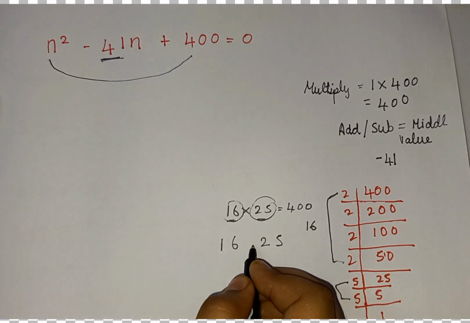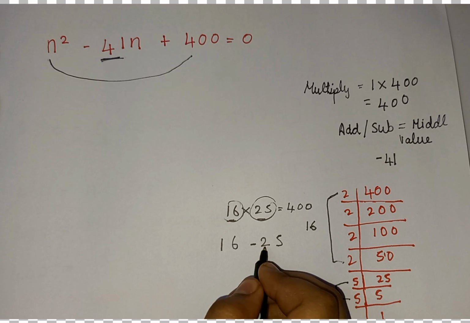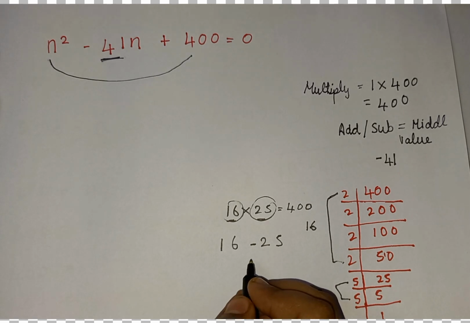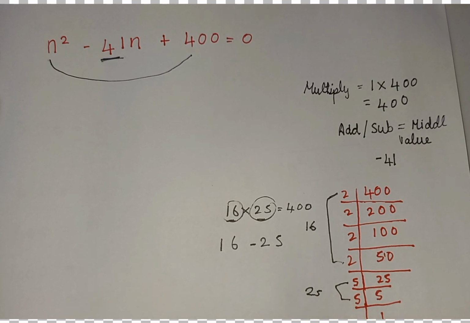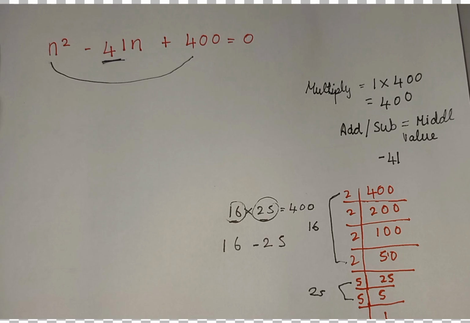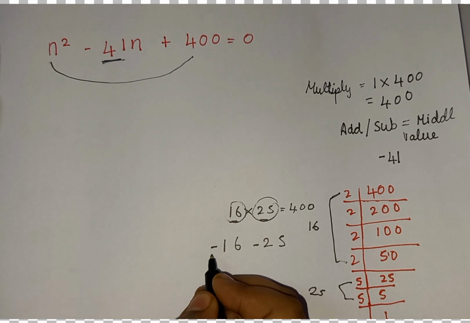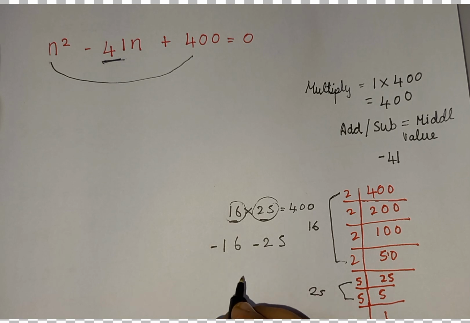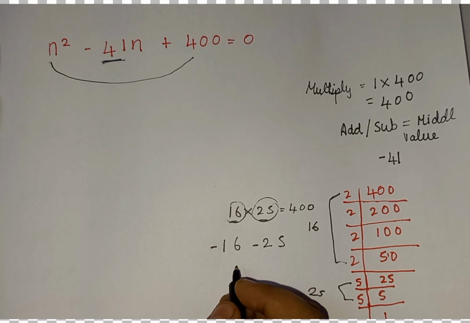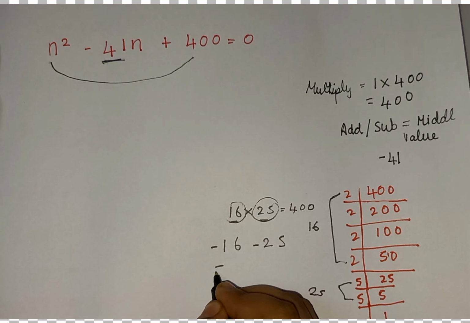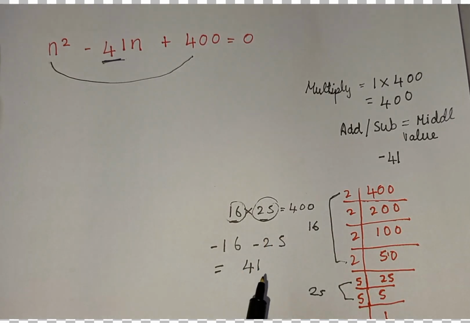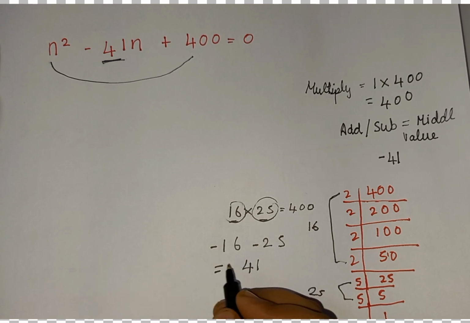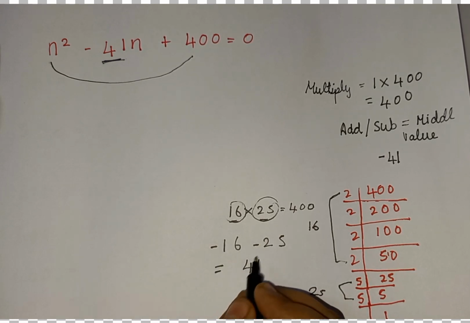If I put the minus in the 25 place, will I get minus 41? Let us check it out. When we just subtract, we will not get minus 41. But if I put a minus here, minus and minus is plus. So when I add 16 plus 25, I am sure we'll get 41. But here we want minus 41. You might be wondering, why did I put minus here? I could have put plus, right?